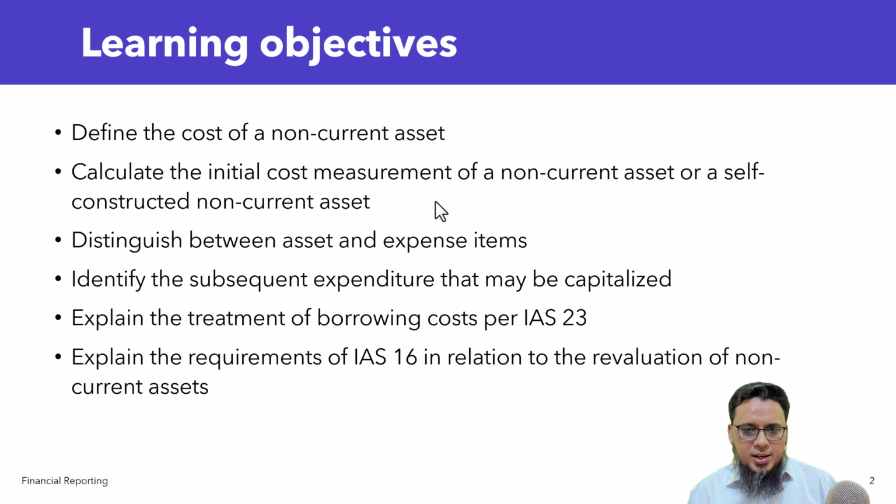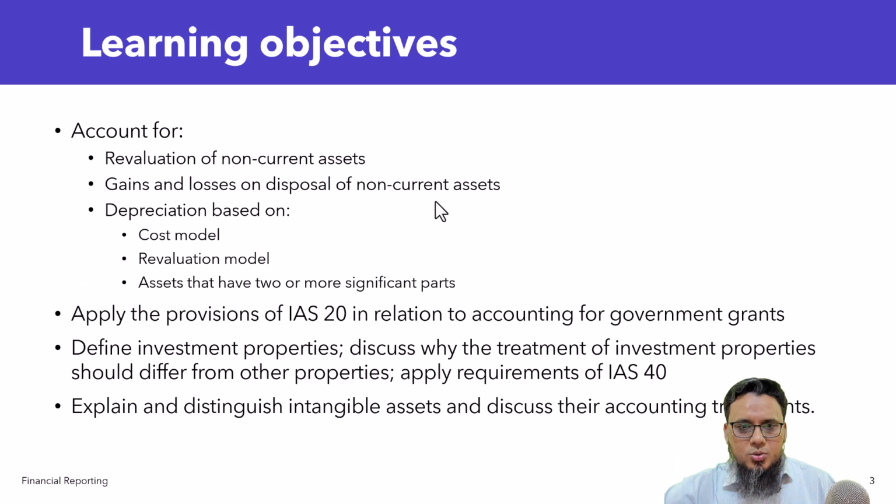You should be able to identify the subsequent expenditure that may be capitalized, explain the treatment of borrowing costs as per IAS 23, and explain the requirement of IAS 16 in relation to revaluation. So they're all related concepts to the non-current assets recognition, measurement, presentation, and disclosure. You should also be able to account for revaluation of non-current assets, the gain or losses on disposal of those non-current assets, and obviously depreciation based on cost model or revaluation model, or assets that have two or more significant parts, the components which make up a single asset like an aircraft.